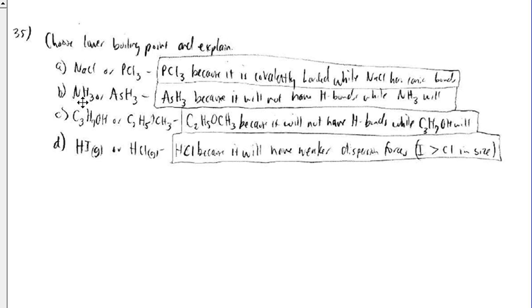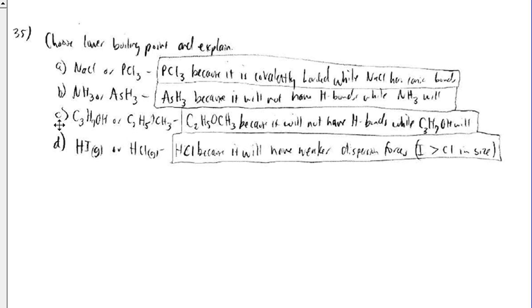For B, you're comparing NH3 to AsH3, and you might look at AsH3 and say, oh, well, that's bigger, so it should have a higher boiling point, and so on. But actually, it's going to have a lower boiling point as long as you pay attention to your hydrogen bonds. NH3 has the ability to make hydrogen bonds, so that's going to give it more intermolecular force. More intermolecular force means a higher boiling point, so the lower boiling point would be AsH3.